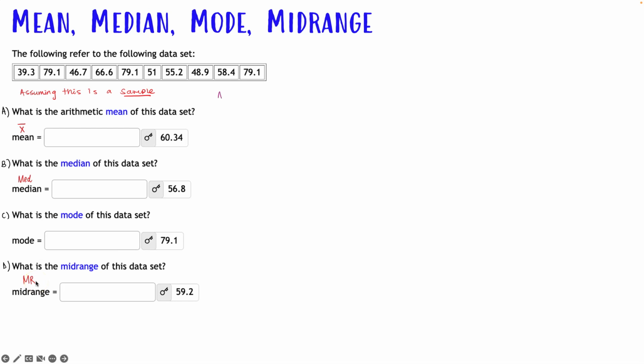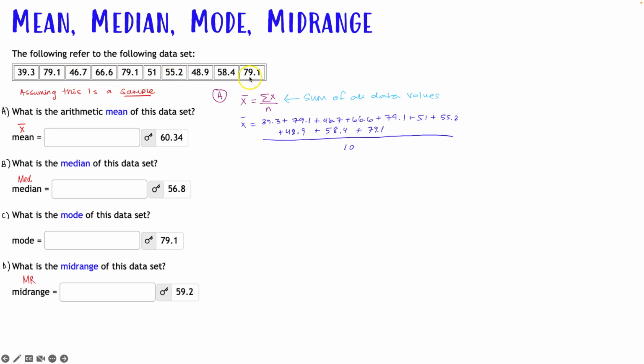We're going to want to write down the steps to calculating the mean, median, and mode properly, so that if you did need to show your work, you know how. You always want to start with the formula. Because you have sample versus population notation, make sure you are writing down the correct formula for this sample. So X bar is equal to the summation of all of your data values divided by the total number of data values you have. So we're going to add up all of those values there.